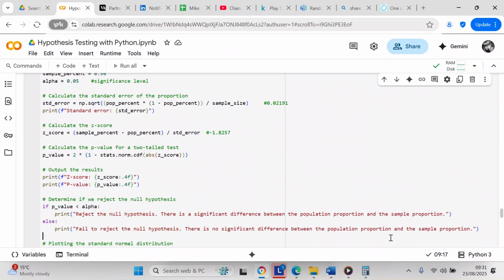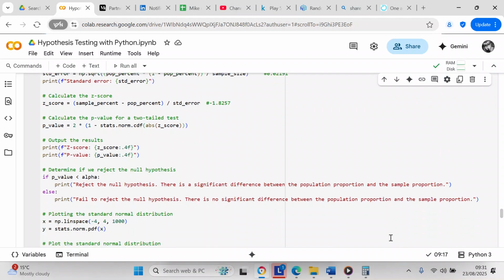So we're going to analyze our p-value. If the p-value is less than alpha, 0.05, then you're going to reject the null hypothesis because there is a significant difference between the population proportion and the sample proportion. If the p-value is greater than alpha of 0.05, then you're going to fail to reject the null hypothesis. There is no significant difference between the population proportion and the sample proportion.